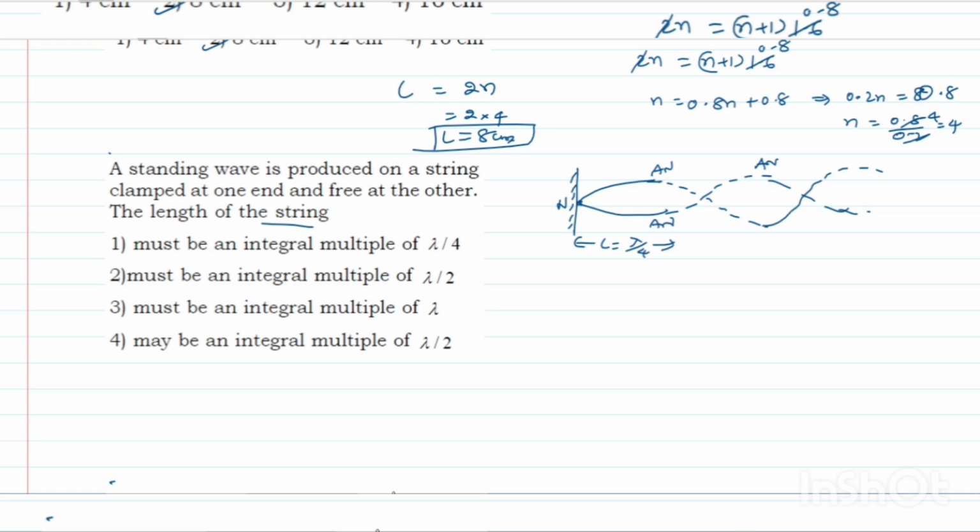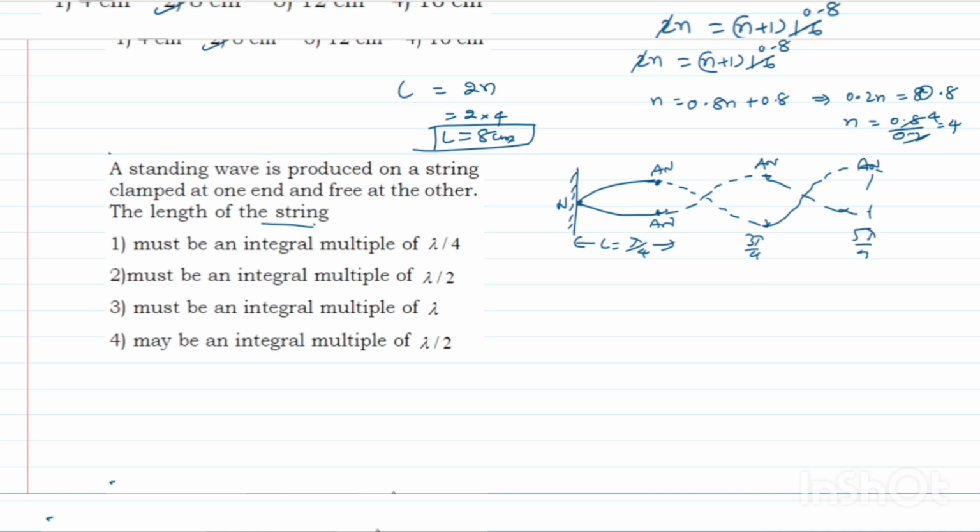So they are asking about the length of the string where an antinode will form at the free end. At the free end, it is an integral multiple of lambda by 4 that we will get. Here it will be 3 lambda by 4, and the next antinode at the free end will be 5 lambda by 4, like that.